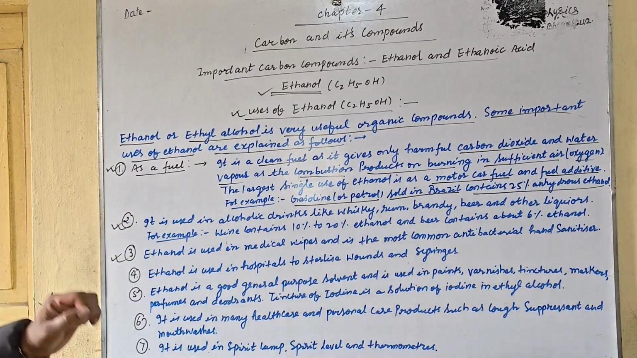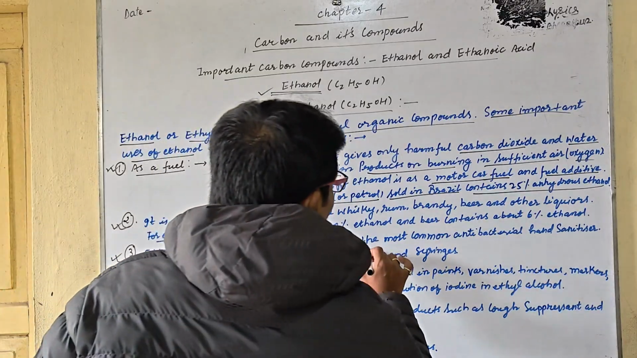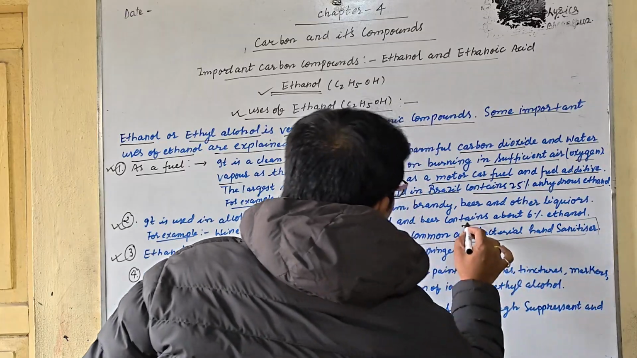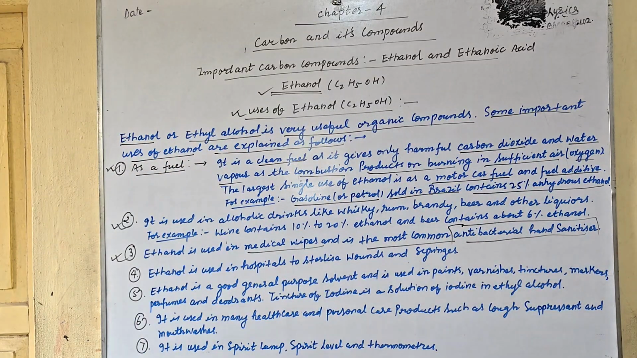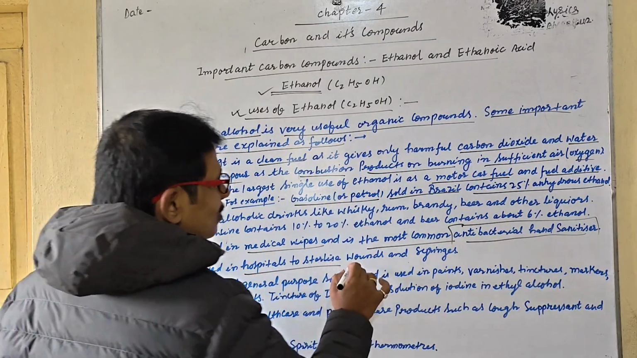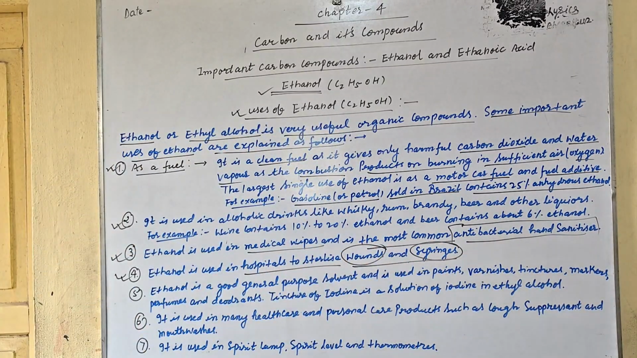The third use is that ethanol is used in medical wipes, and also in the most common antibacterial hand sanitizer. The fourth one is that ethanol is used in hospitals to sterilize wounds and syringes.